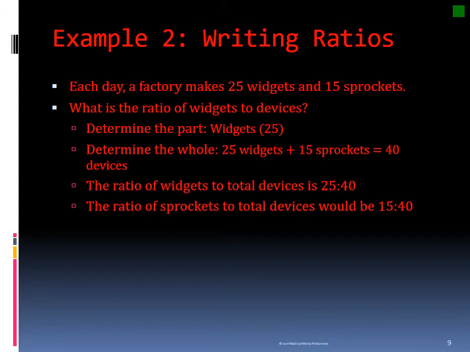If the question had asked me about sprockets to devices, then I would use that part compared to the whole, which would be 15 to 40.